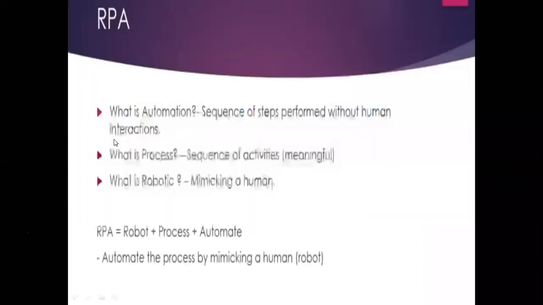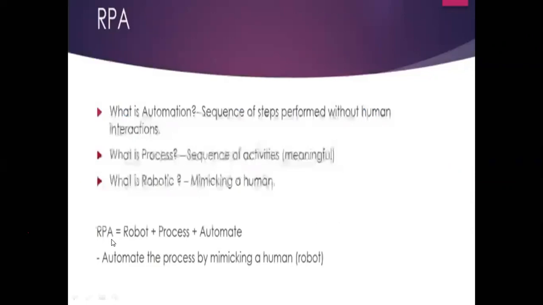Now, what is automation? Automation is nothing but a sequence of steps performed without human interaction. And what is a process? It is nothing but a sequence of meaningful activities, meaning those performed in the business applications. What is robotic? Robotic is nothing but mimicking a human. So whatever bot you have developed is going to mimic a human, selecting the application through the mouse and the keyboard.